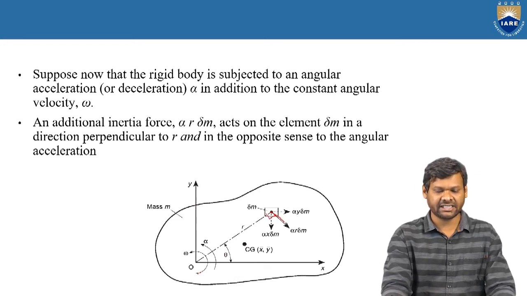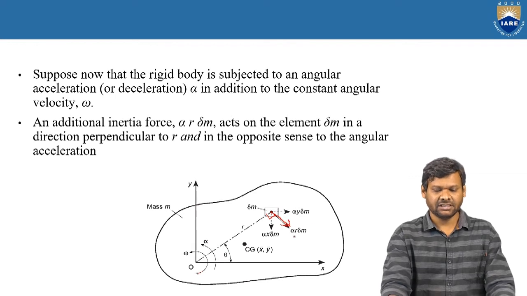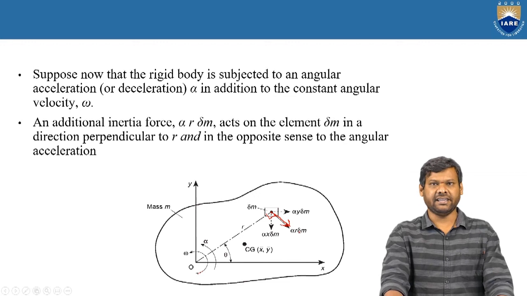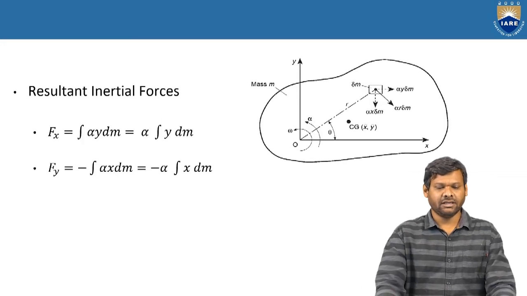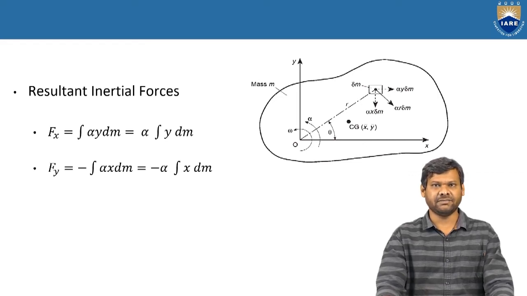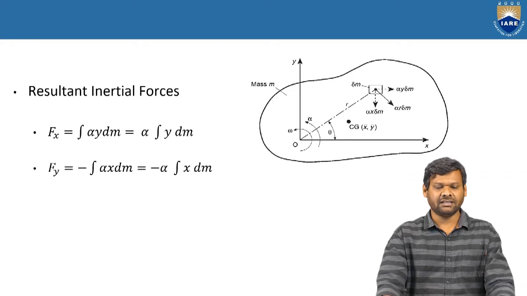The force is acting along this direction, which is given as alpha r into delta m. Now the net resultant force can be written as F of x is equal to integral alpha y dm. Since alpha is constant, we are removing alpha from the integration symbol. Finally, what we get is alpha integral y dm.